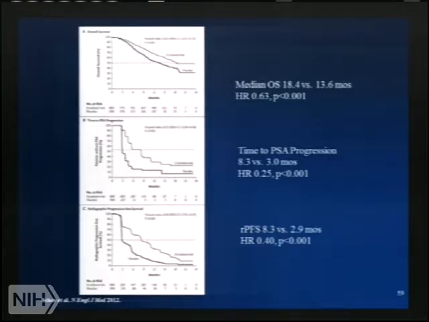And in another landmark article published last year in the New England Journal of Medicine, you see that there was improvement in overall survival, time to PSA progression, and radiographic progression-free survival if you received enzalutamide. And this looks even better, I would argue, than the abiraterone data.